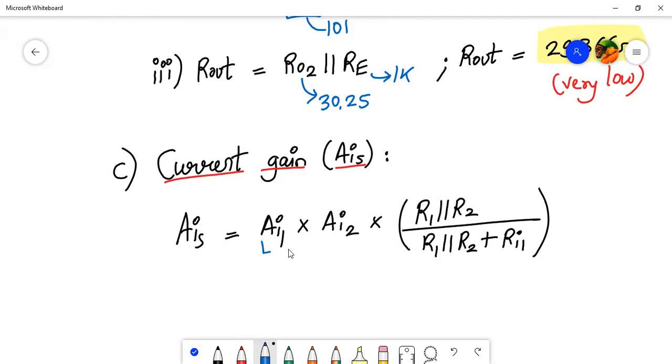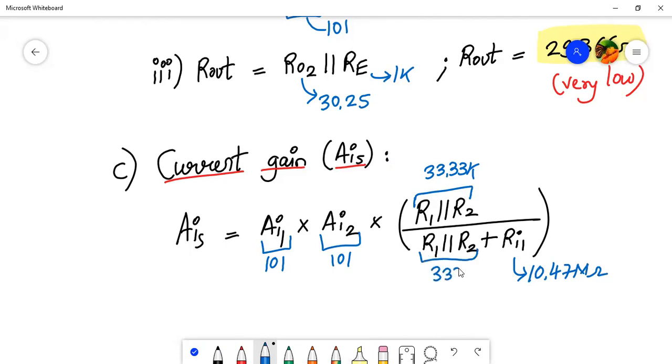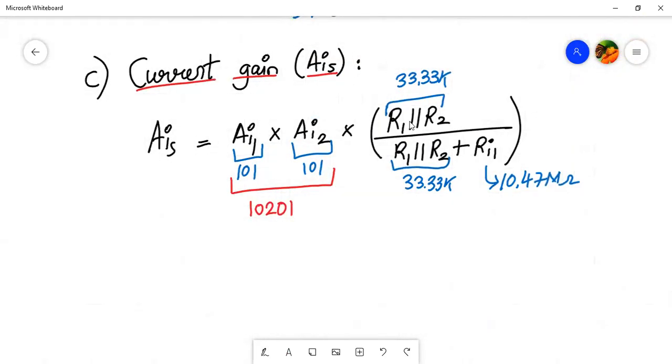And what is AI1? 1 plus beta 1. So this is around 101. AI2 is also around 101. R1 parallel to R2 is 33.33K. And RI1 value was how much? I think it's 10.47 megaohm. This again is 33.33K. So 101 into 101 into this fraction. All right. So these two, if you multiply, you are getting a gain of 10201. Okay. So that's the gain of the Darlington pair. Its current gain is 10,201. All right, that much higher. But as soon as we connect the biasing resistors R1 parallel to R2, the overall gain will fall.